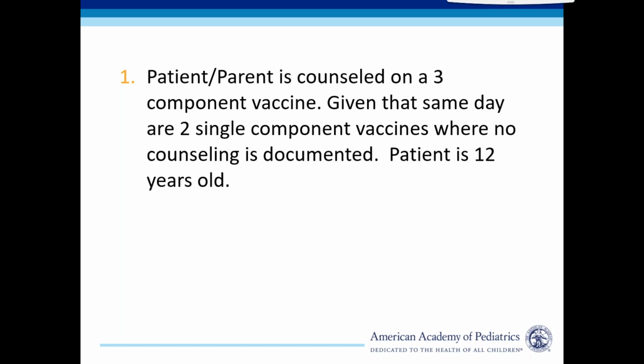Next one is the patient or parent is counseled on a 3-component vaccine. Given that same day are 2 other single-component vaccines where no counseling is documented. The patient is 12 years old. So for our 3-component vaccine, you're going to see the 90460 and 90461 with 2 units. And you're going to report your 90472 with 2 units, or by line item with 2, because they also had 2 other vaccines given where there was no documented counseling.